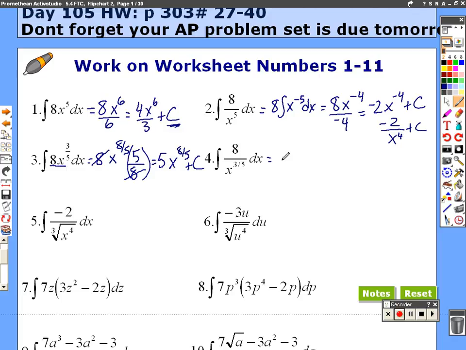All right, this is the same kind of problem. I'm going to rewrite this as 8 times the integral of x to the negative 3/5 dx, right? The 8's still there. X to the negative 3/5 becomes x to the, let me add 1, negative 3/5 plus 5/5 is 2/5, divided by my new power. So divided by 2/5 is times 5 over 2. The 2 and the 8 cancel. This becomes a 4. So 4 times 5 is 20, x to the 2/5 plus c.